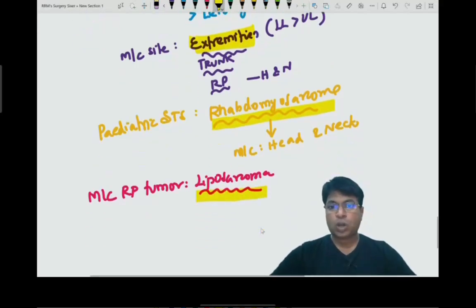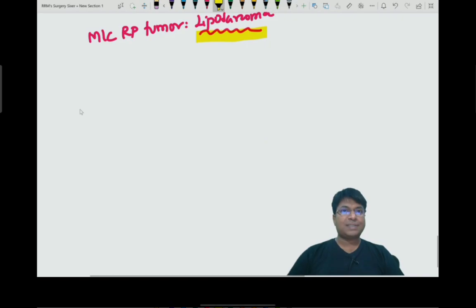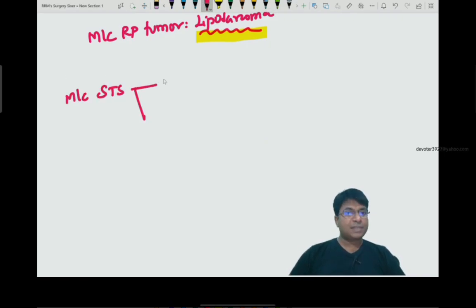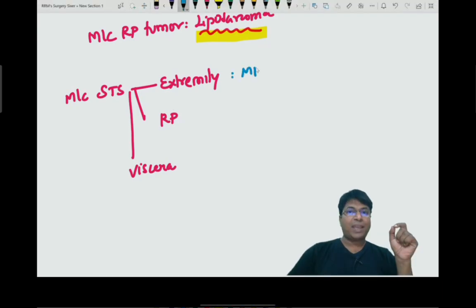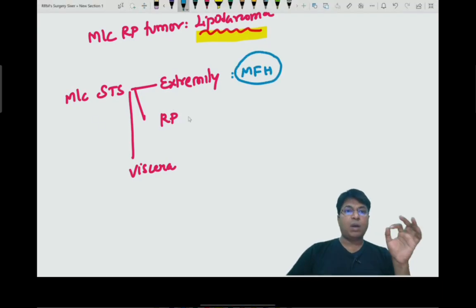Next, coming to the site-based most commons. I'm going to tell you the most common type of soft tissue sarcoma by site. In the extremity, what is the most common soft tissue sarcoma? In the retroperitoneum, what is it? And the most common soft tissue sarcoma in viscera? Can you tell me these answers? In the extremity, as I just told you, malignant fibrous histiocytoma was one of the most common.